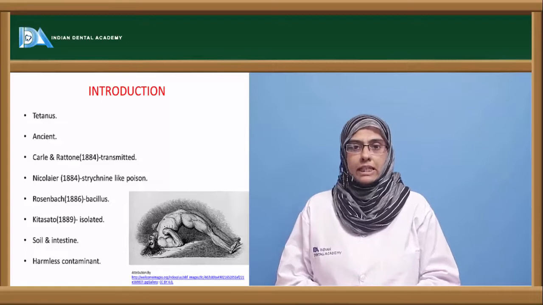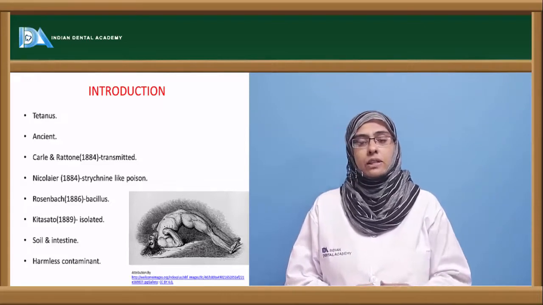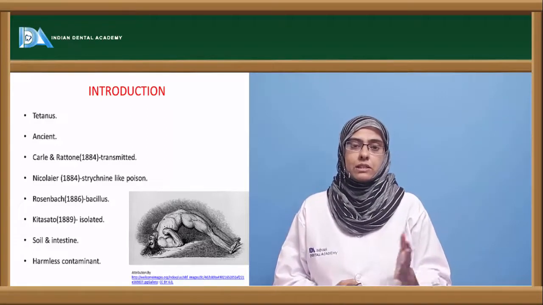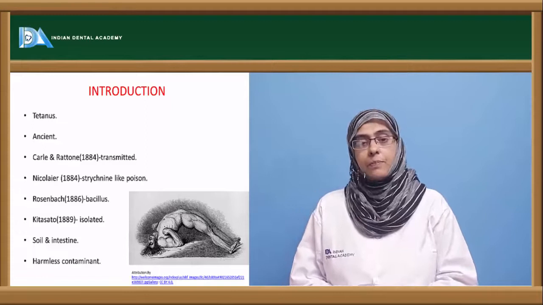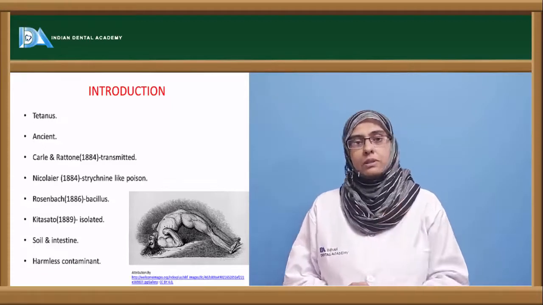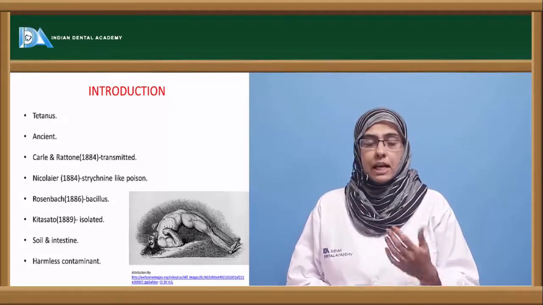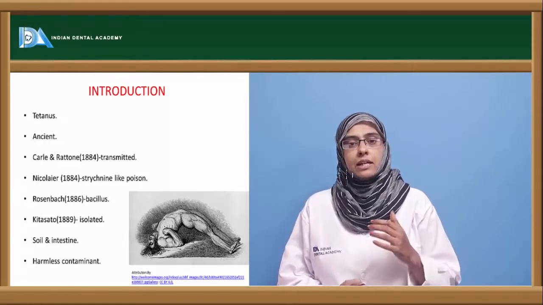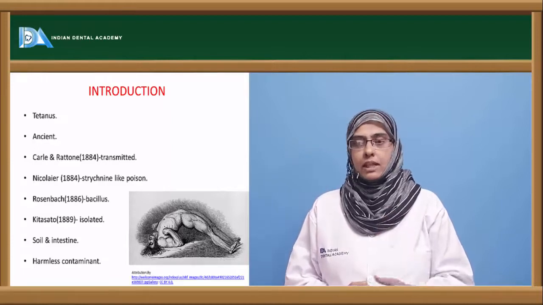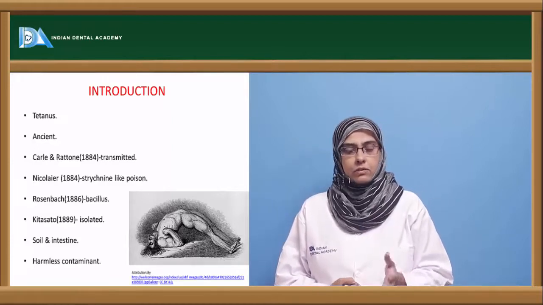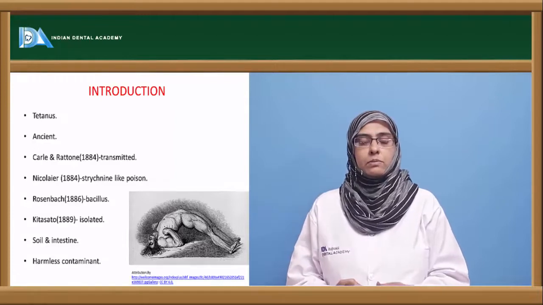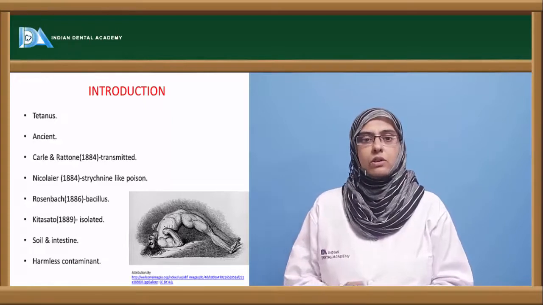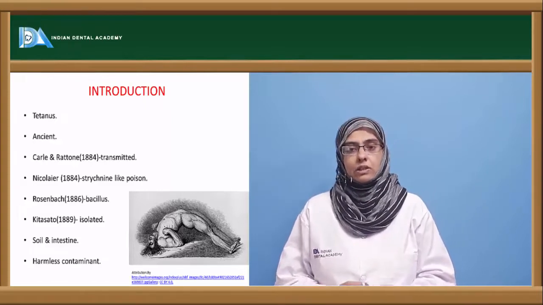It was Rosenbach in 1886 who was able to isolate the tetanus organism, the causative agent of tetanus, Clostridium tetani, in pure culture, and successfully transmit the disease in experimental animals. He gave the descriptive morphology of the organism as slender bacilli with terminal spores and rounded ends. And Kitasato was able to isolate the organism in pure culture and finally demonstrated that this organism is involved in the causation of this most fatal disease, Clostridium tetani.